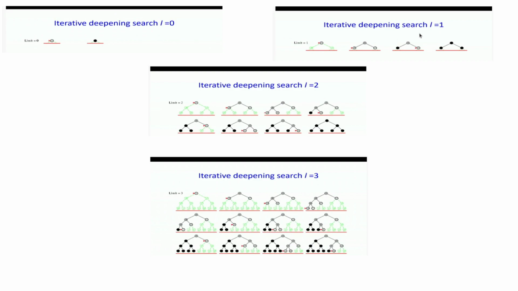So see here that the limit was 1, here 2 and 3. In 1 we have expanded these 2, right? Iterative search equal to 2: what happens here, if you see the difference, we are going to the second level as well. So we started with the root, we expanded this blue one, right? Blue ones in all possible ways. For 3 we are going to the third level.